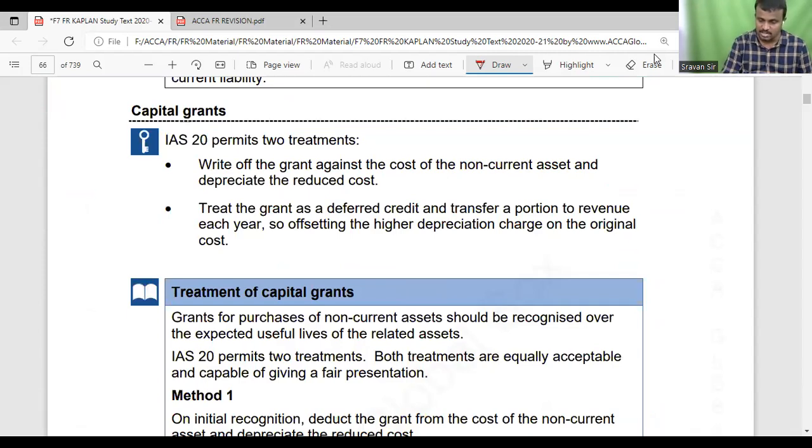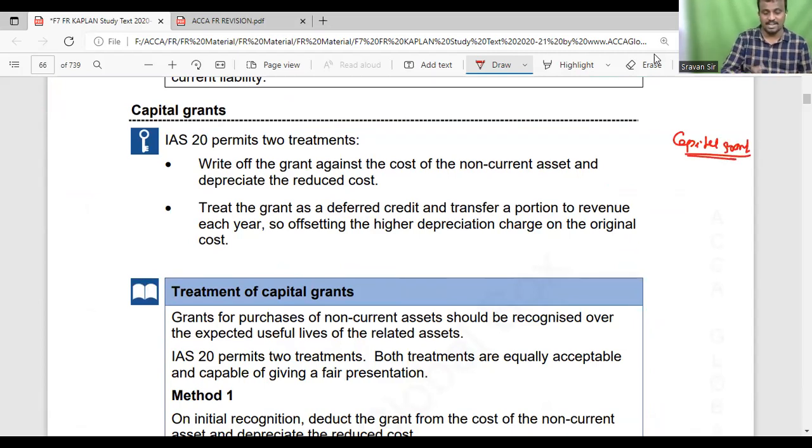Next, coming to the capital grant. What is meant by capital grant? As we already discussed, the grant received towards the purchase or construction of a non-current asset is said to be a capital grant. When the capital grant is received, there are two ways for recognition. The first one is to reduce it from the book value of that non-current asset, or show it as a deferred income.